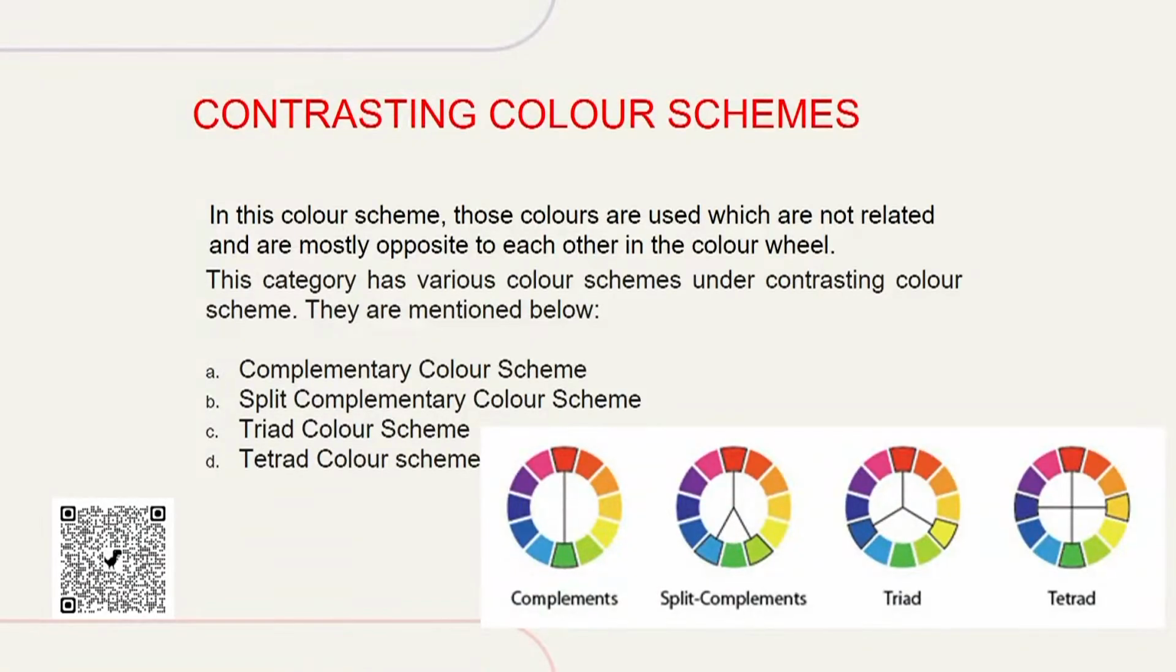Now let's move on to the next category of color scheme, which is the contrasting color scheme. We just completed the related color scheme. In the contrasting color scheme, those colors which are not related to each other, or are mostly opposite to each other on the color wheel, are categorized. This category has various color schemes under it. These are mentioned on your slide.